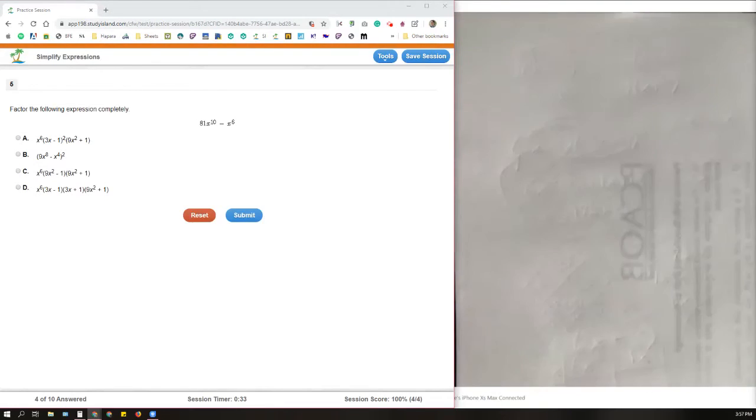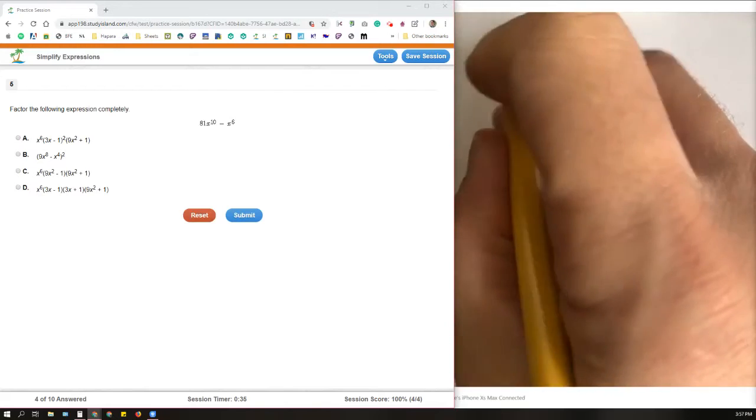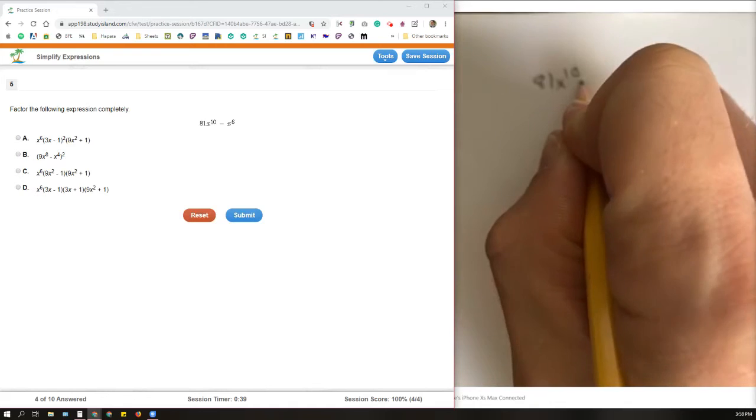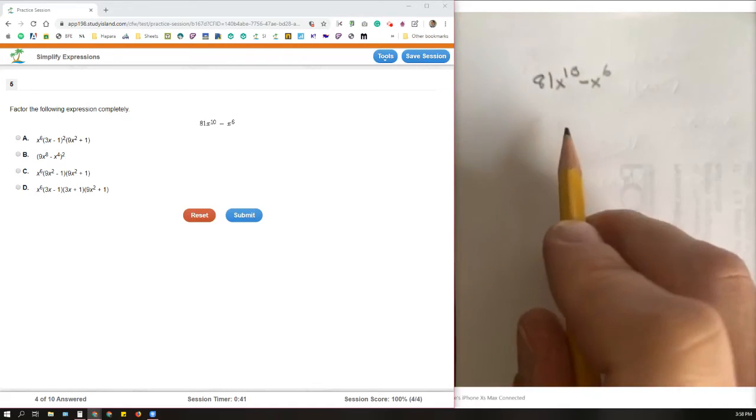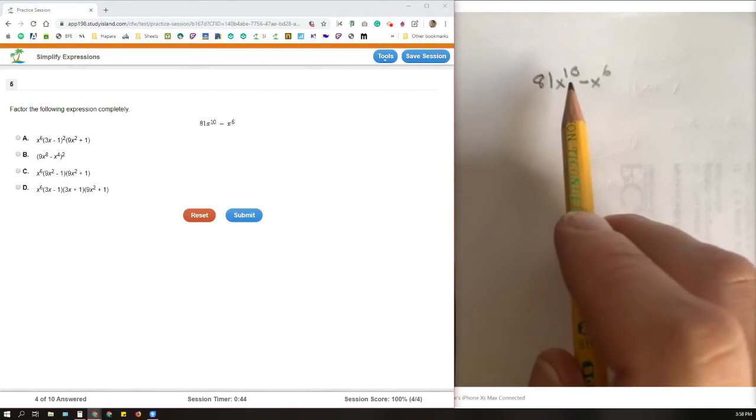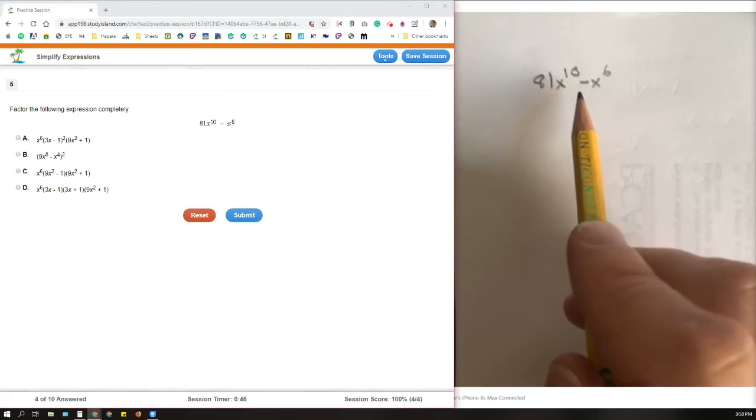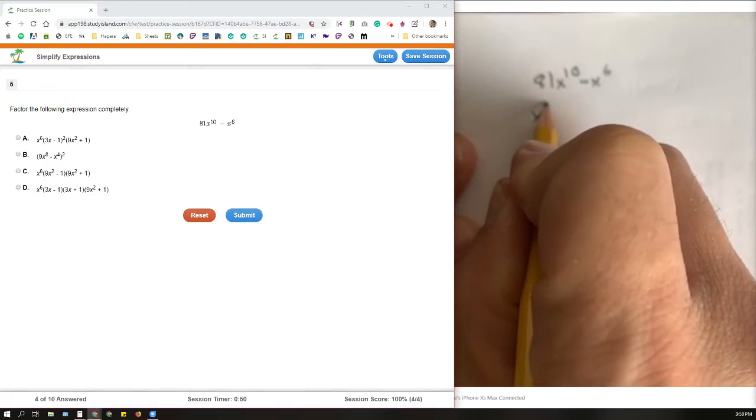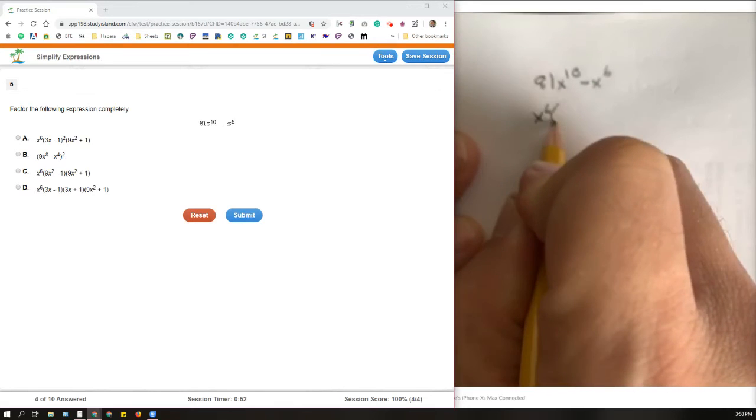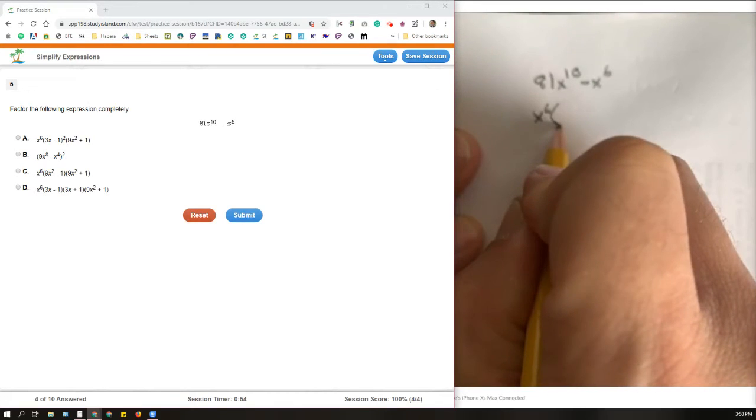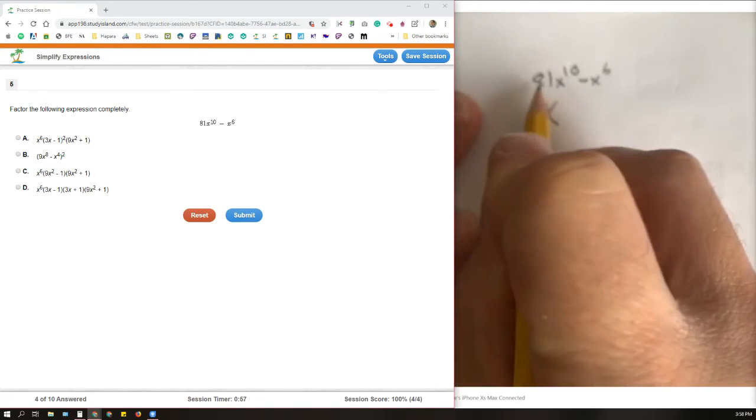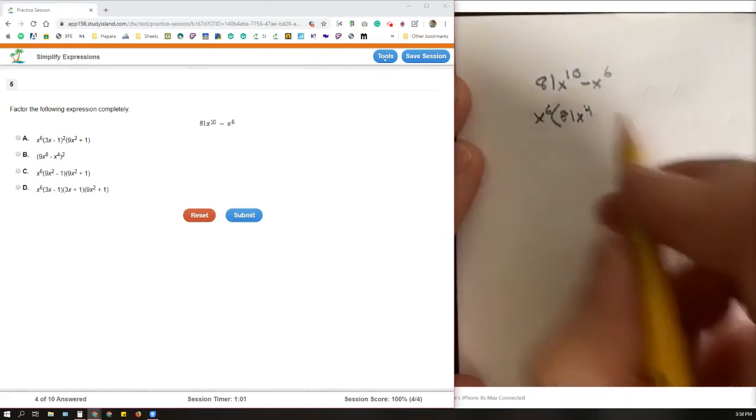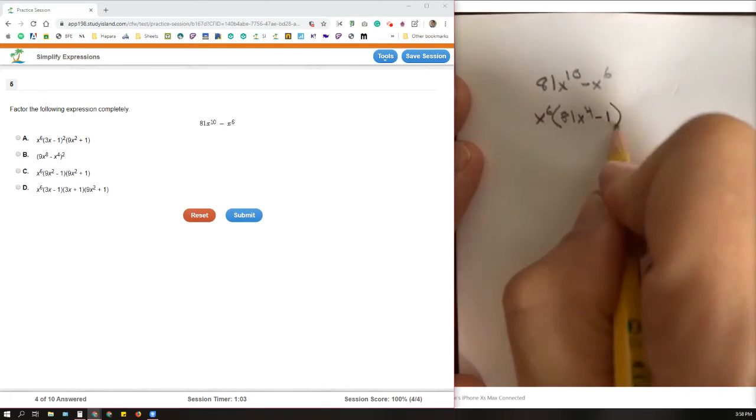All right, got a fresh piece of paper here. Let's do this problem. We got 81x to the 10th minus x to the 6th. This is a lot like the last problem. We can factor out x to the 6th power. So x to the 6th power, if we factor that from 81x to the 10th, we still have the 81, and then we have x to the 4th, because x to the 6th times x to the 4th makes x to the 10th. And then we can subtract 1.